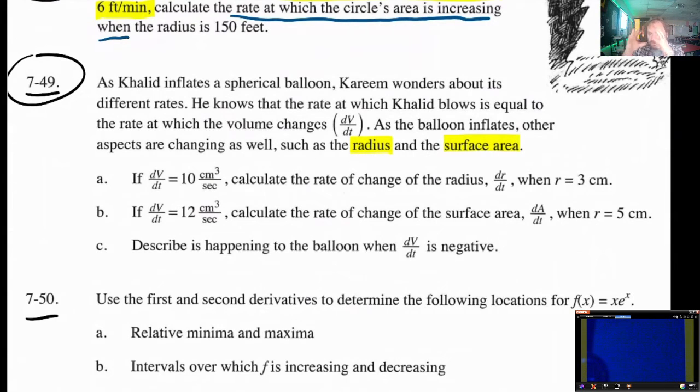So yeah, we have a sphere that's increasing in size, its radius is increasing, its surface area is increasing, and they're all related to each other. If one of them changes, the other ones also have to change. So that's what we're really doing in calculus, is the study of that change. So the first question, question A, is if dV/dt is 10 cubic centimeters per second, we want the rate of change of the radius, dr/dt, when r is 3.